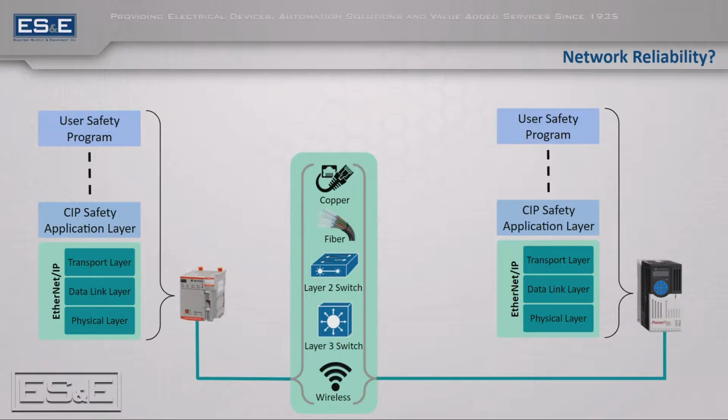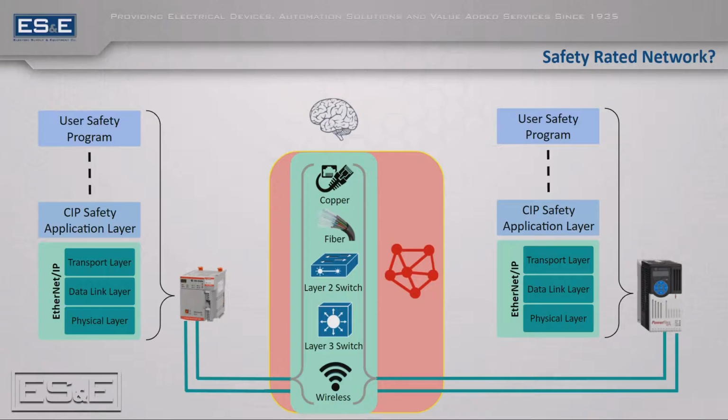And there can be a whole slew of these devices in between end devices, even wireless communications as well. This is a standard use for Ethernet networks, and we can actually do CIP Safety over Ethernet, over wireless as well. So what's the solution to making a network safety rated?